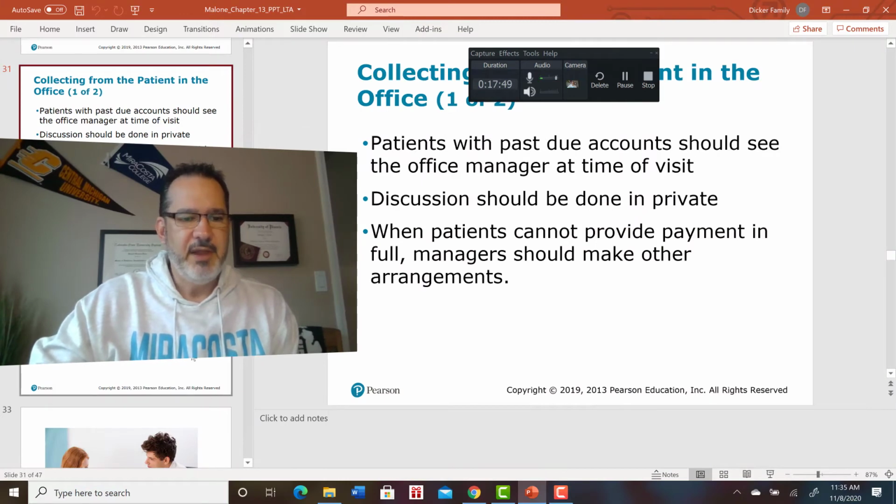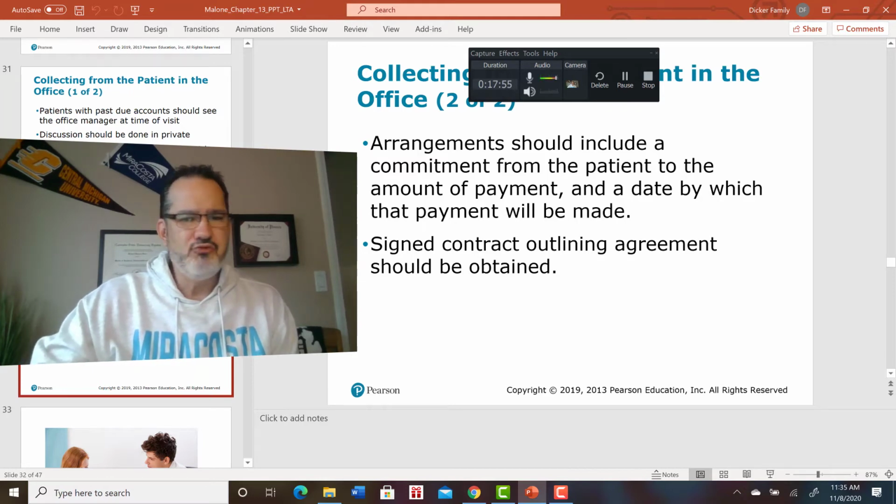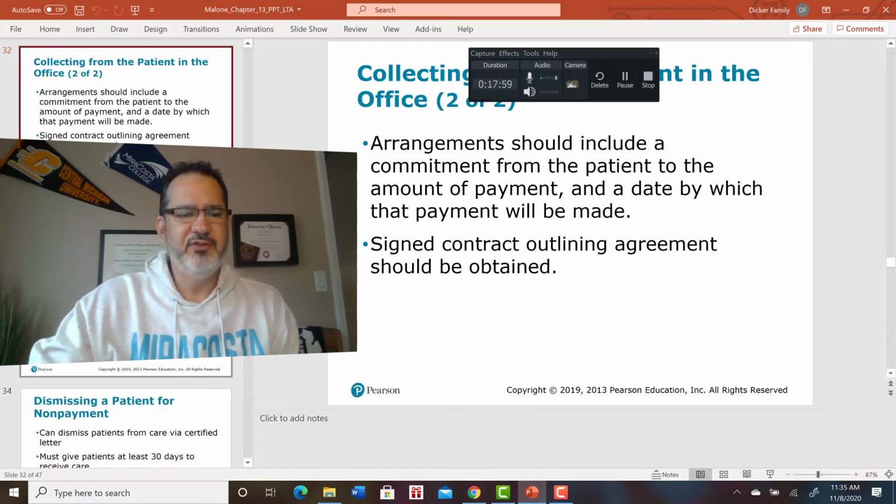Let's see, what else can we cover on this one? Collecting from patients, we talked about that. Do it in private, best way to do that. Payment arrangements should include a commitment from the patient. So again, getting it in writing, or at least documenting what we're going to do with the patient, is important.